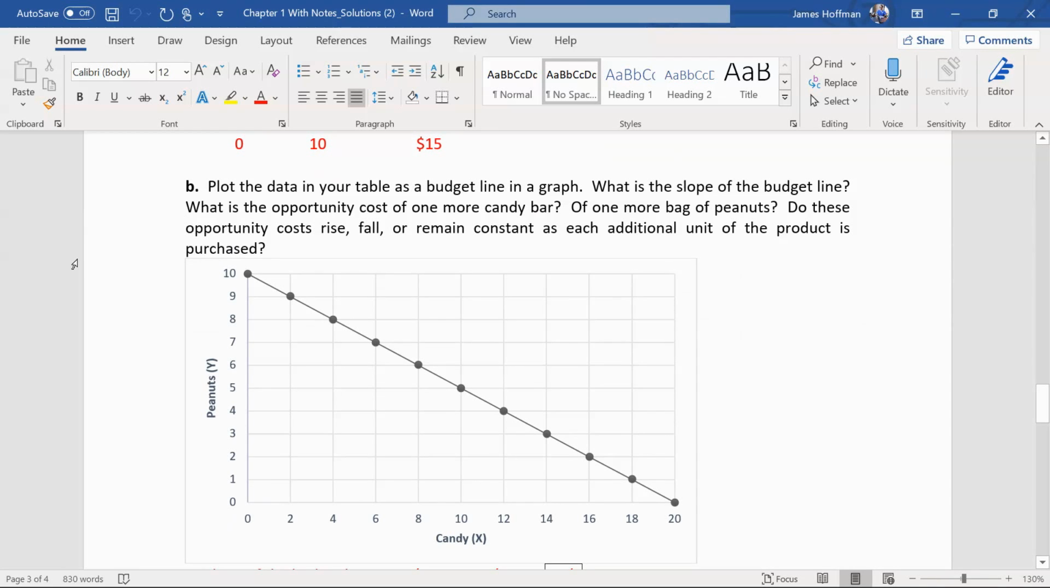And so that gives us a slope of negative 1/2. Okay, so next part is what are the opportunity costs? So what's the opportunity cost of one more candy bar? And then also what's the opportunity cost of one more bag of peanuts?